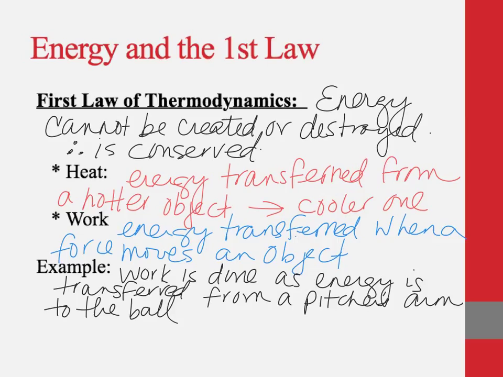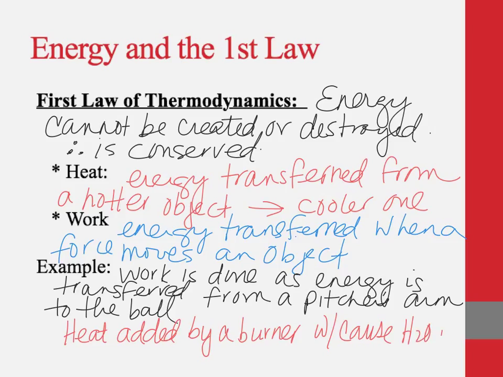And then another example with heat. Just think of a regular stove. Heat added by a burner will cause H2O temp to increase. So basically, causing motion of an object against a force, like the pitcher throwing the ball fast at home plate, and causing a temperature change are the two general ways in which energy can be transferred in or out of a system.